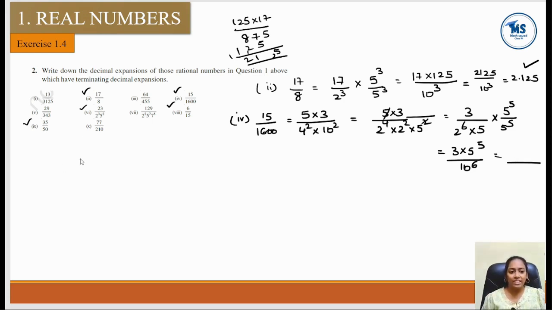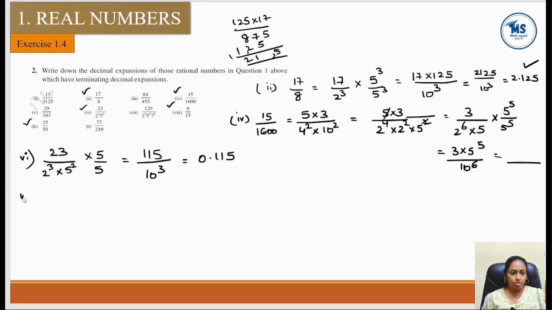Then we'll solve the sixth question over here. 23 by 2 cube into 5 square. I'll multiply and divide with an extra 5 just to make the denominator in terms of 10. 5 3s are 15, 5 2s are 10, so 115 by 10 cube. Then 0.115. Here we have 10 cube, so I'm taking my decimal before 3 numbers.